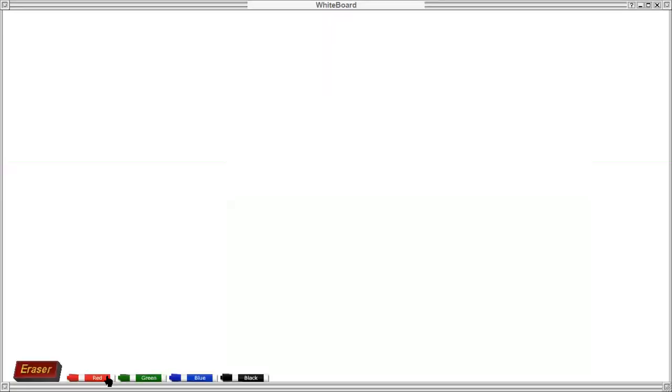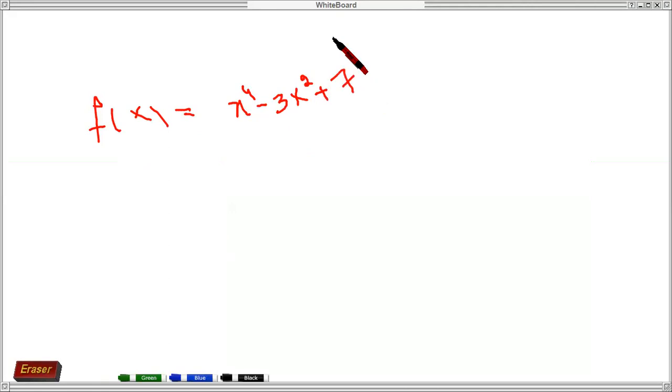So first of all, even and odd function. Let's suppose one function is given, like f of x is equal to x power 4 minus 3x square, and then we have plus 7. So is this function even or odd? How can you prove a function is even or odd?